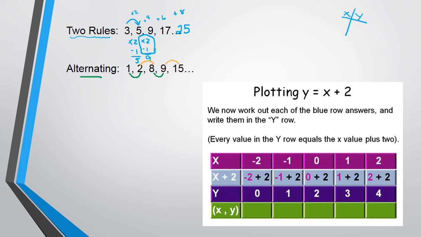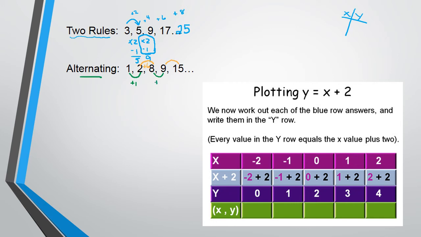To get from the 1 to the 2, well, maybe they added 1. Seems simple enough. What did they do to the 2 to turn it into an 8? Well, maybe they added 6. Okay, let's test those out and see if that works for the next step.